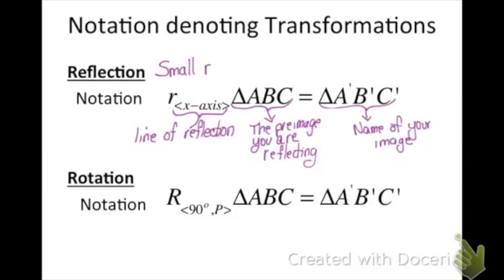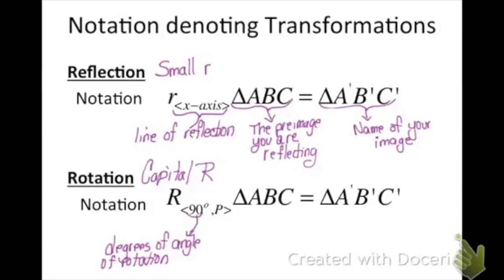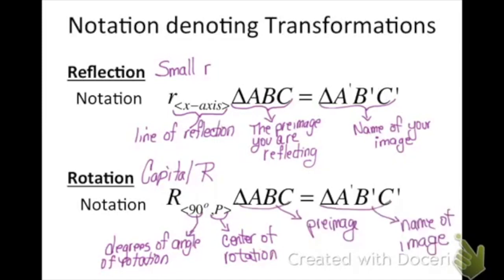Now a rotation, the notation that you use is a capital R. And again, it has a subscript, and the things that will be in the subscript are the degrees of the angle of rotation, and then the point or center of rotation. Now, if the center of rotation is the origin, sometimes they will leave this out and they'll just have the angle of rotation. And again, they might have your pre-image and your image name that they want you to give, but not always.